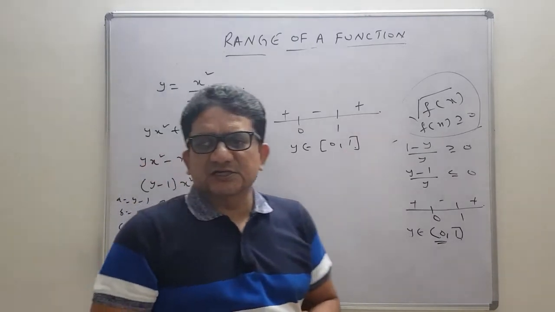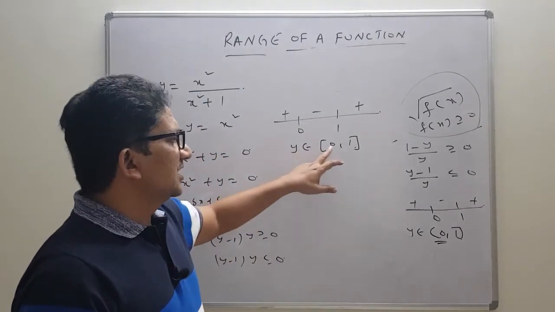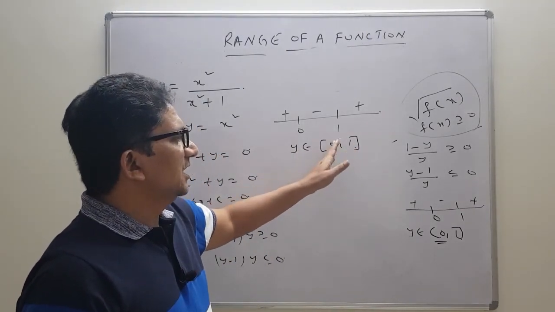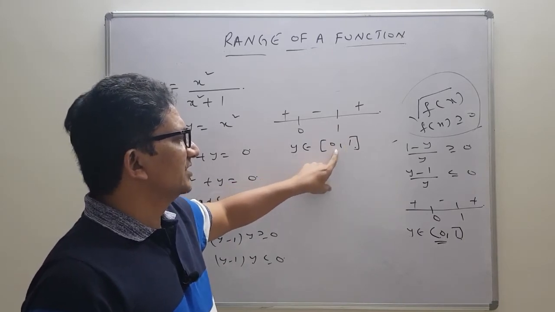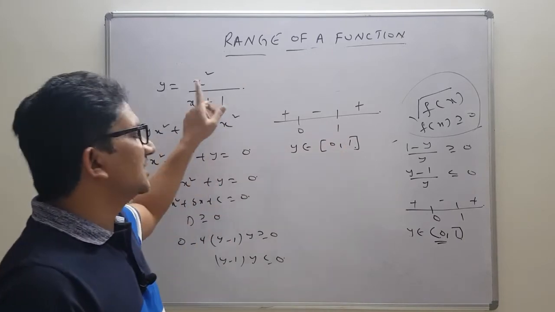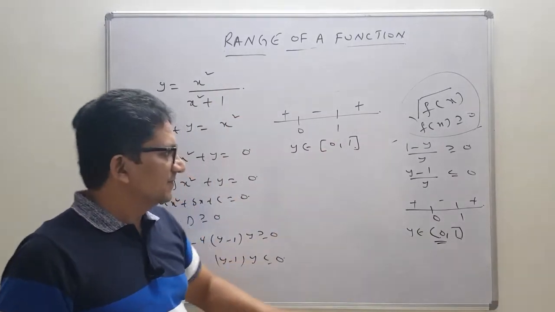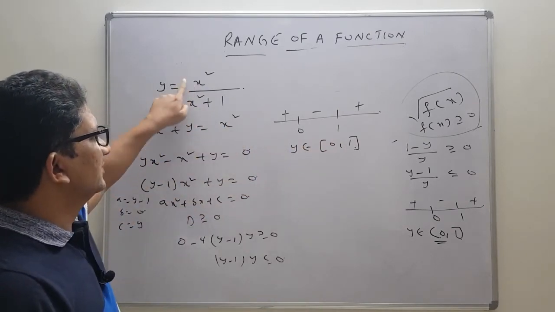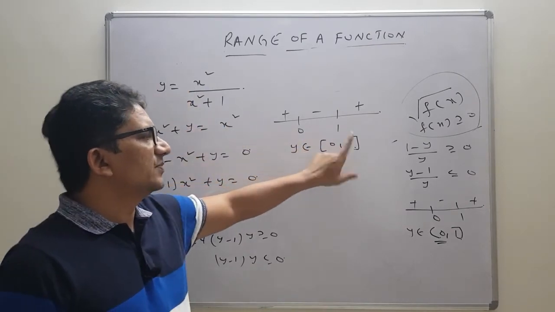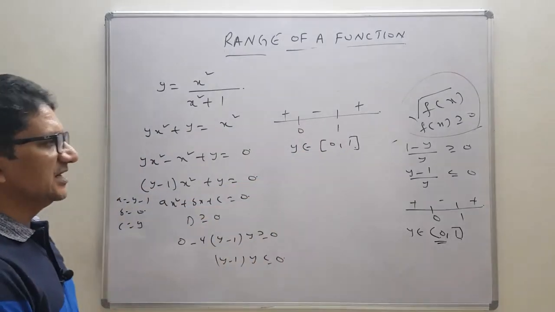Now students, after getting the result, y belongs to [0, 1] means in between. Both of these two values, 0 and 1, will really come or not, we need to validate. It is the best practice after getting the result. Now 0 is a possibility, if you keep x as 0, then you will get this one. And is 1 a possibility or not?